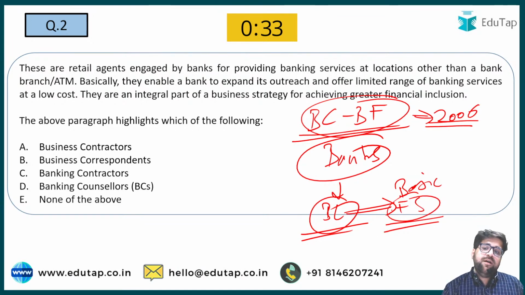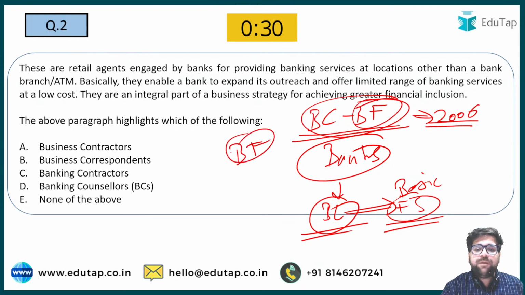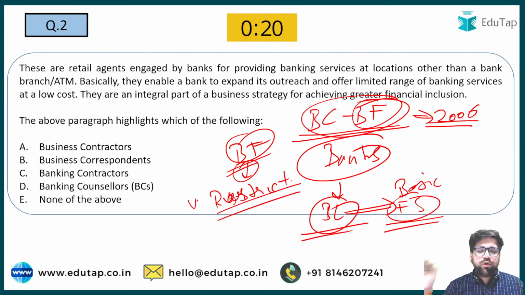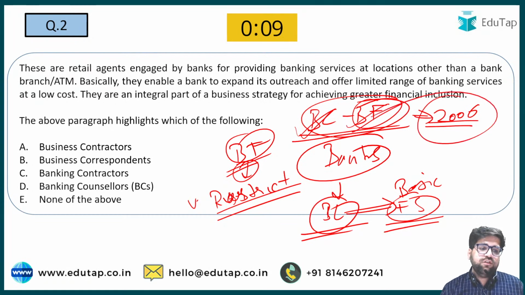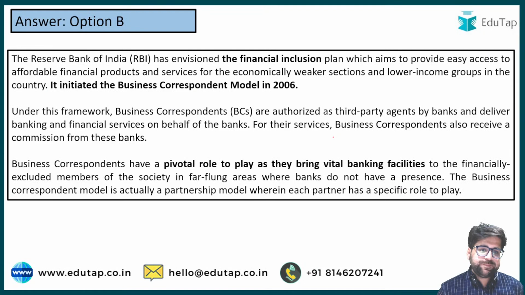There can be a question on BC or BF. BF is also very restricted in its banking activities. The work is the same, that is, they will go into rural households and provide basic banking services, but BC is allowed to do more basic banking services as compared to BF. The model was launched in 2006. This is really very important, and I request you all to please incorporate these small points in your descriptive answers. I'm not reading the whole explanation again. This is for all of you to understand and to revise.